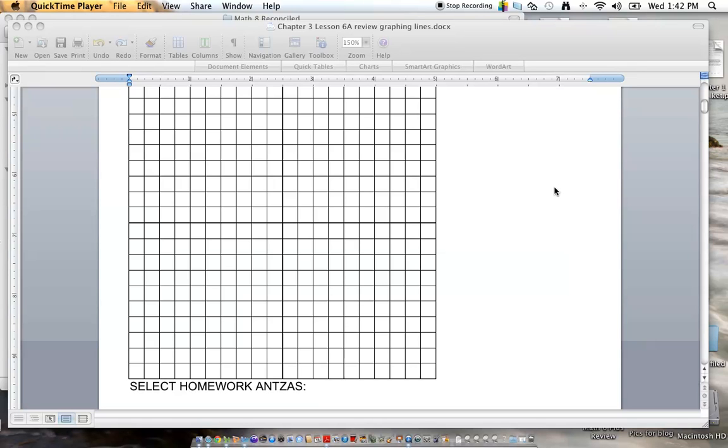So, once again, the correct graph is y equals 3x minus 2. I begin at -2 and I go up 3 over 1 each step of the way. Remember, if there's no denominator, it's always over 1.